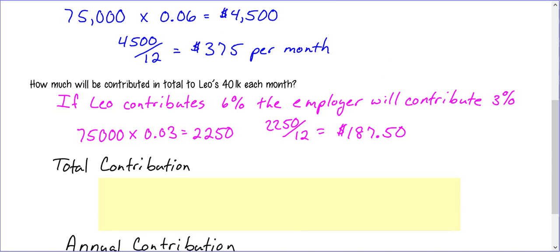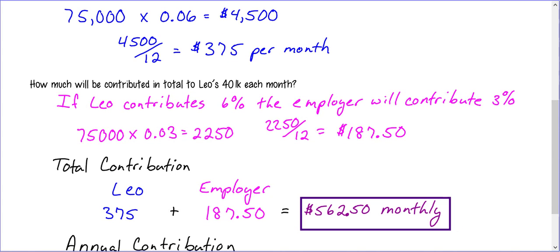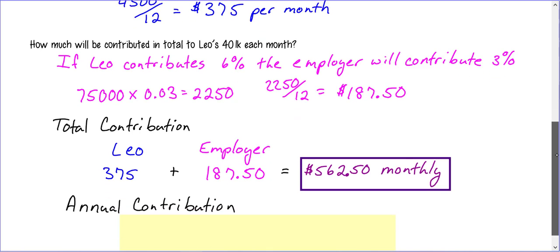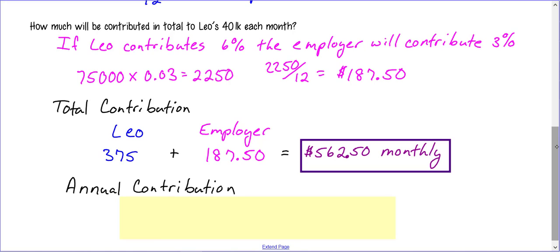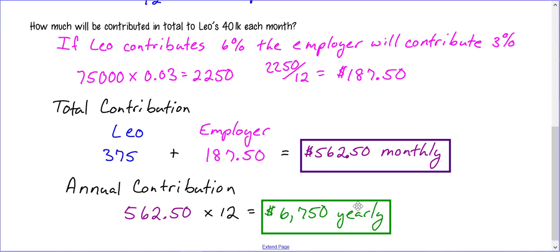So the total contribution together would be Leo's amount of $375 plus the employer amount of $187.50, which means his total 401k contribution would be $562.50. And if we wanted to know what that would be annually, we would take that monthly amount, multiply it by 12, $6,750 yearly, and that is less than the maximum contribution allowed of $16,500.